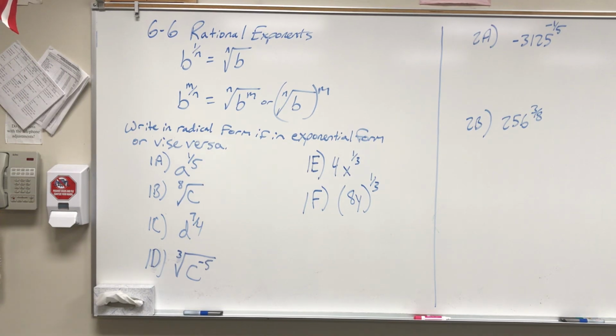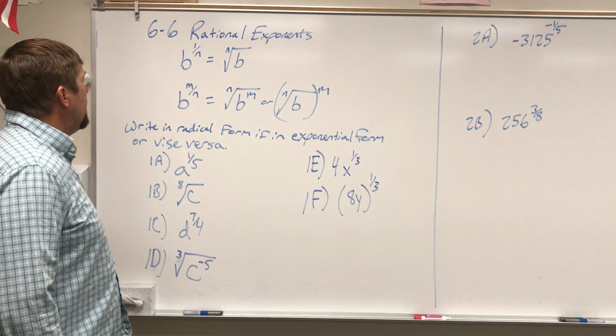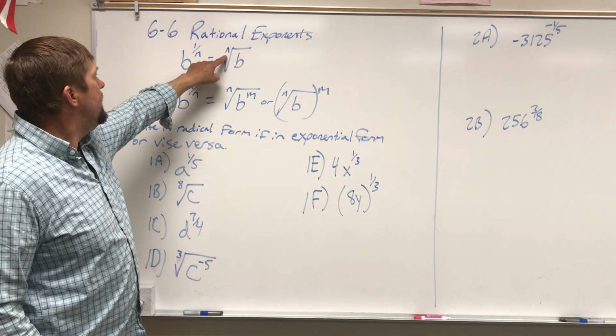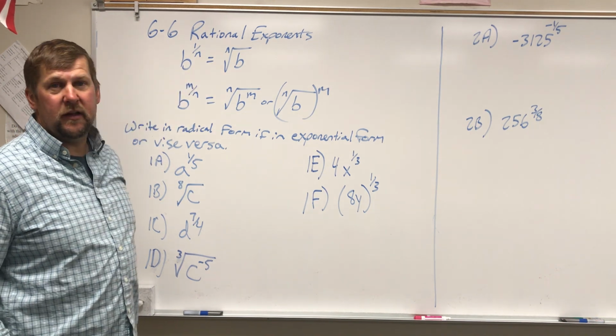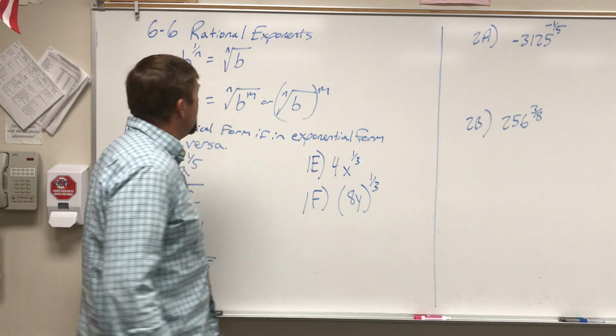Today's lesson is on 6-6 rational exponents. Basically, a rational exponent is the same as a root. And if your index on your root is n, the rational exponent is 1 over n. And so that's the same thing.